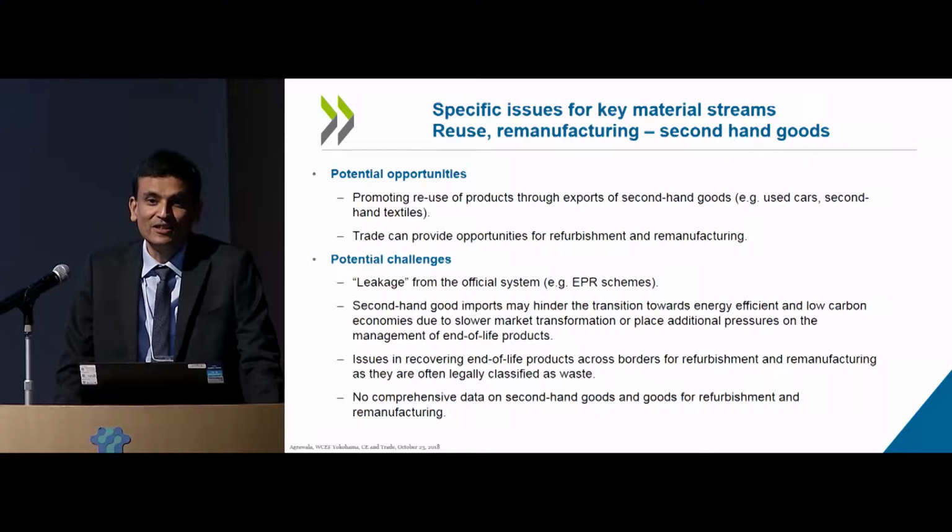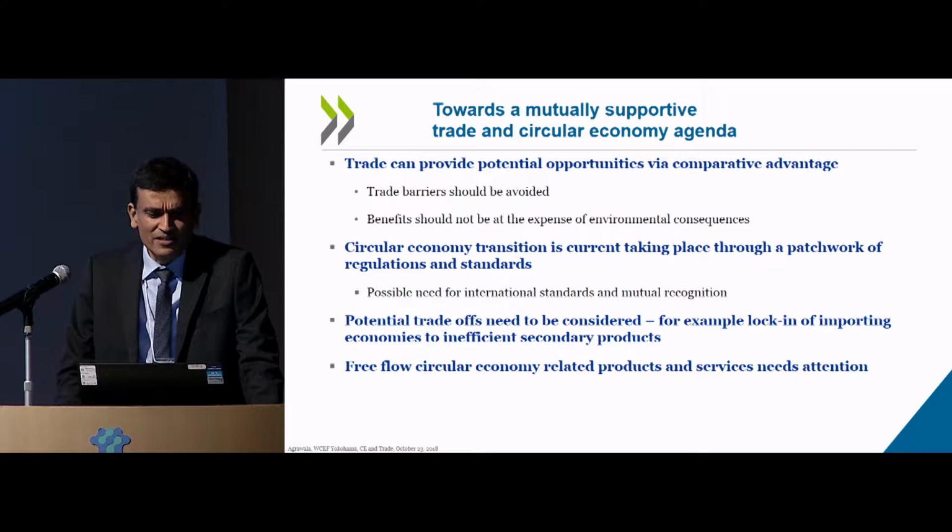So how do you look at the longer term consequences beyond the short-term transactional nature of what the comparative advantage is in different markets? And of course, there are huge data limitations. We don't have comprehensive data on secondhand goods and goods for refurbishment and remanufacturing. So this is my final slide.